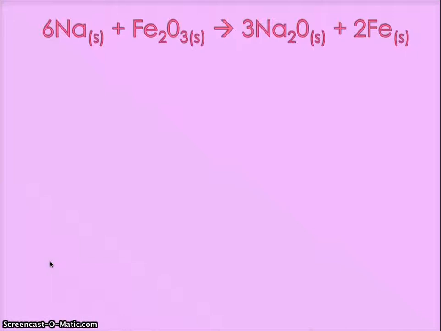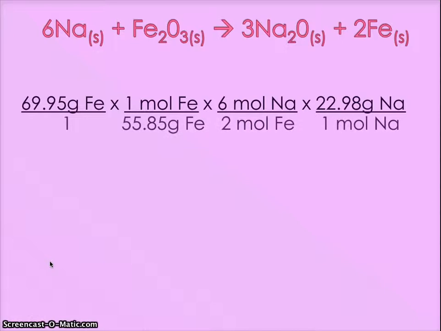Now, in order to find the amount of sodium that is left over after the reaction is complete, we must work backward using the product 69.95 grams of iron. We multiply this by Fe's molar mass and the mole-to-mole ratio of sodium to iron. Finally, we multiply this by sodium's molar mass. The answer to this equation is 86.35 grams of sodium, which is the mass of sodium used up in this reaction.